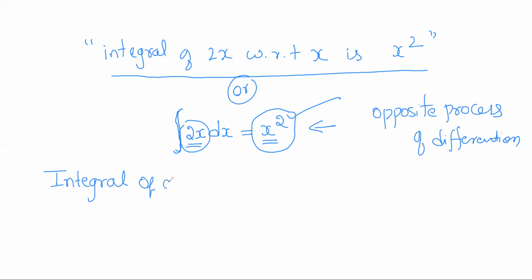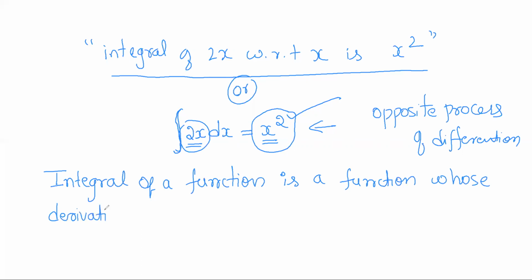So we can write the definition of the integral of a function in this way. The integral of a function is a function whose derivative is the given function. So the integral of 2x is x square because the derivative of x square is the given function 2x.